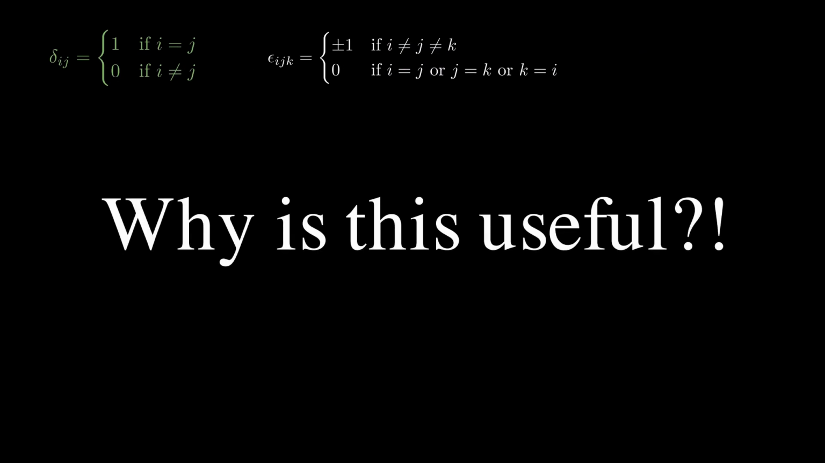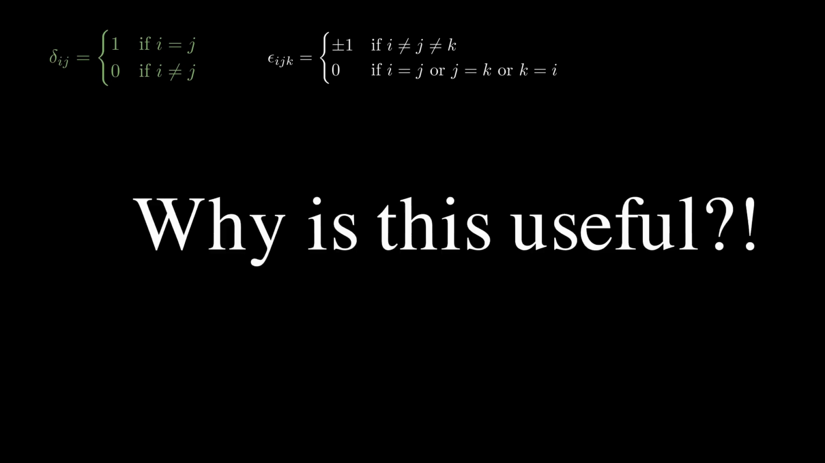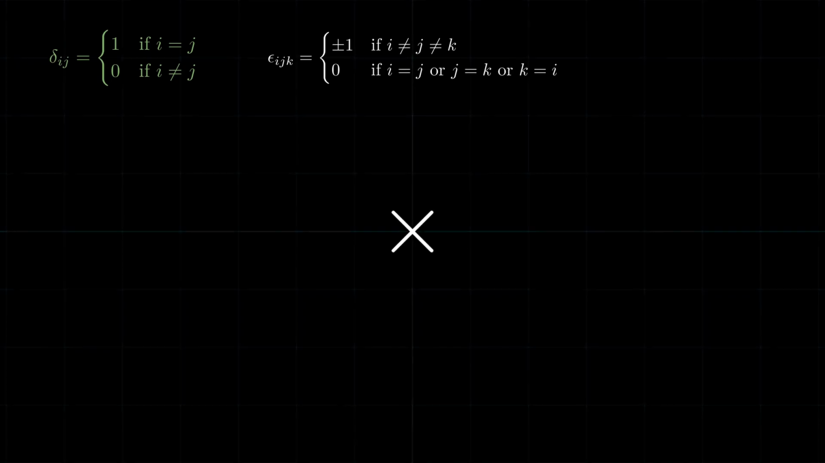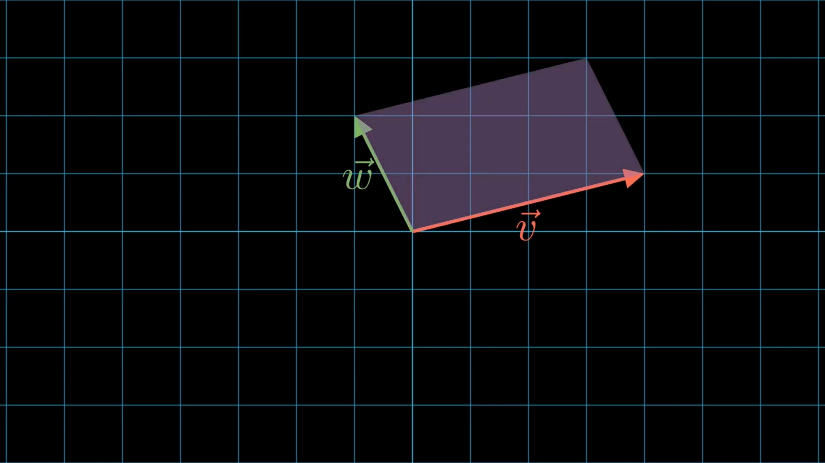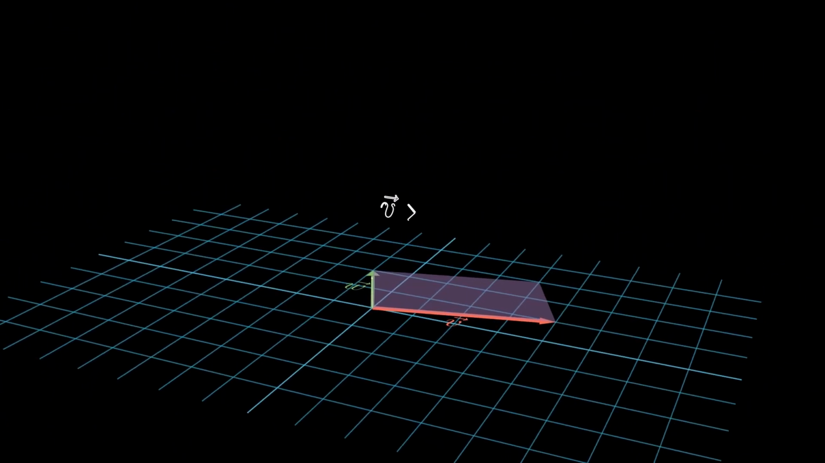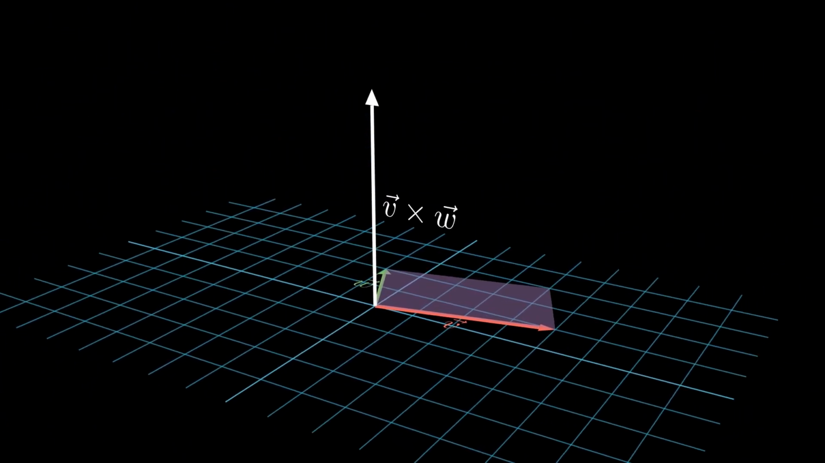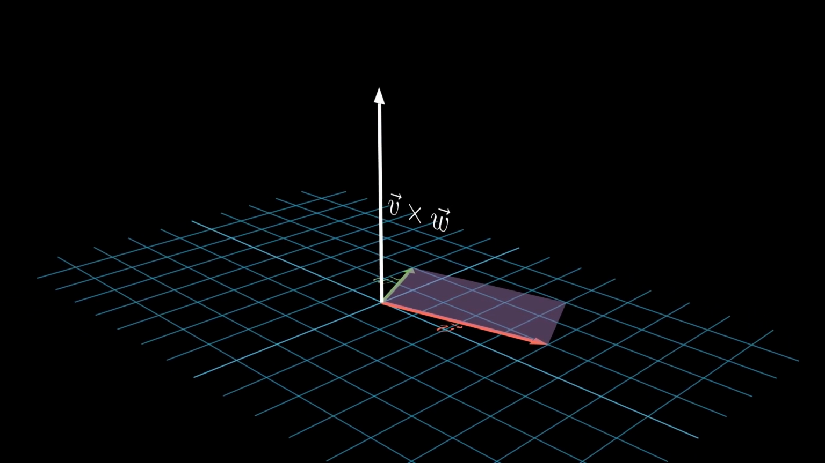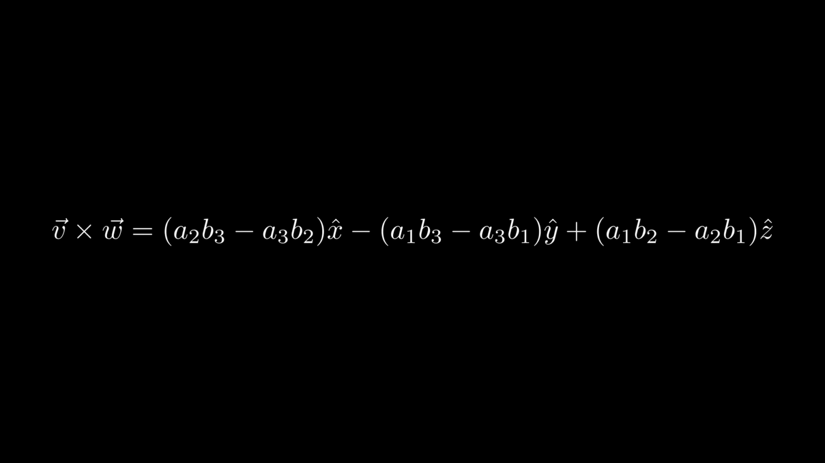Well, it turns out that there is a very neat way to express the vector cross product using this symbol. You've probably seen the cross product before. If we have two vectors v and w, then their cross product has a magnitude which is the area of the parallelogram between them, and it points in a direction perpendicular to both v and w. This is the geometric definition, but like the dot product, there is an algebraic definition. Unfortunately, unlike the dot product, the definition is a little ugly.